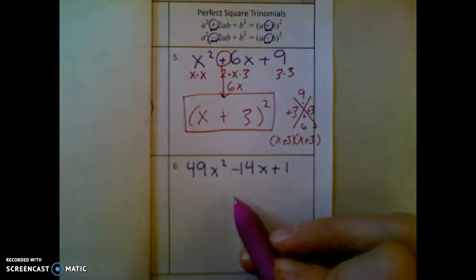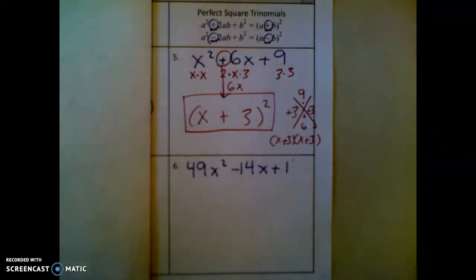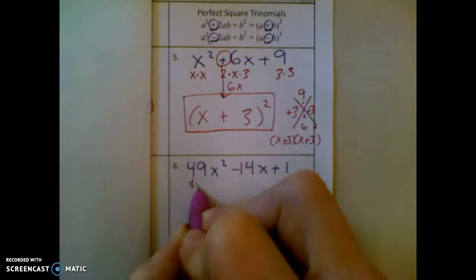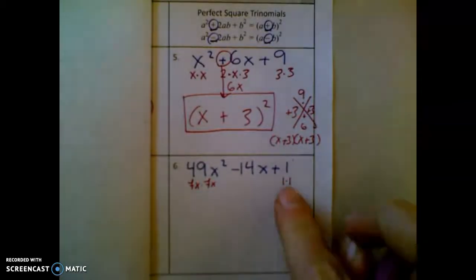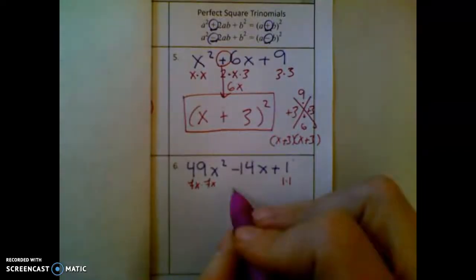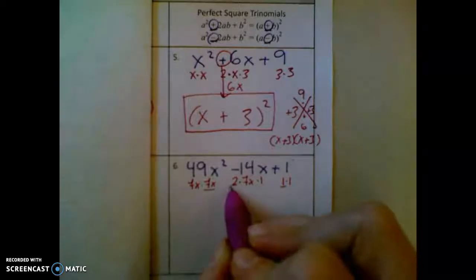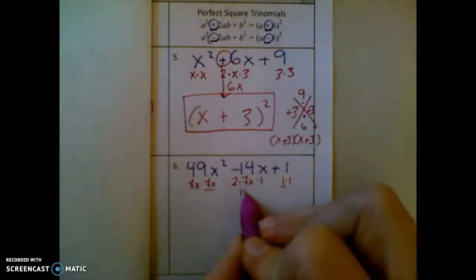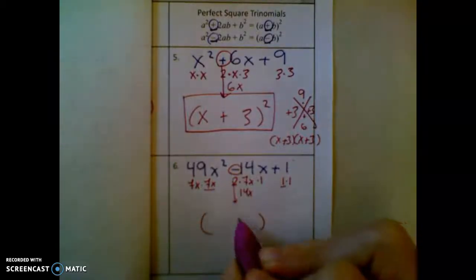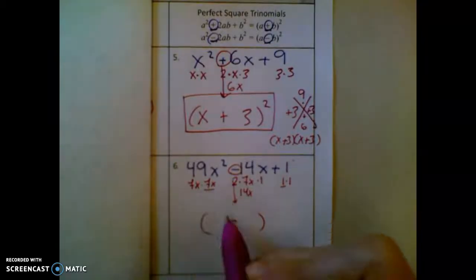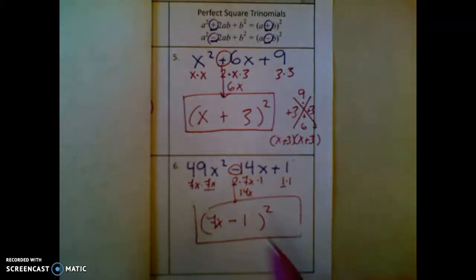Okay, going down here to question 6. Again, you'd always check for GCF, but there's no GCF in this problem, but that's always the first step. So 49x squared is 7x times 7x. So I've got a perfect square starting it, 1 times 1, perfect square ending it, and is the middle 2 times the first times the last. Well, 2 times 7x is 14x. It does. It does have a negative sign, and that just tells me I'm going to have a negative sign in my answer. Take your first term, 7x, take your last term, 1, square it, and you are done.